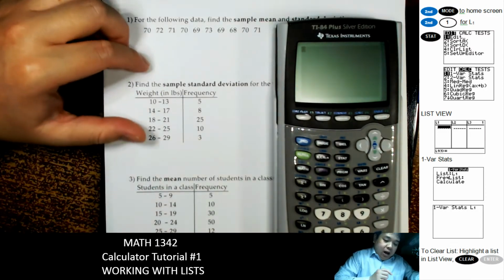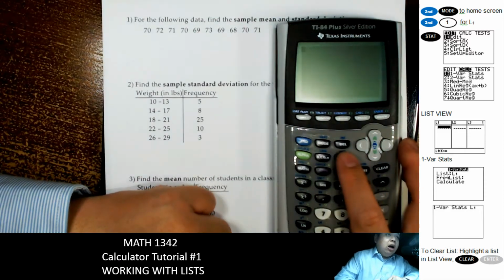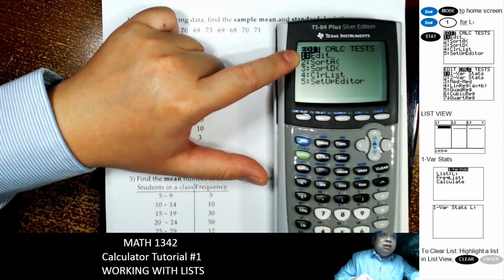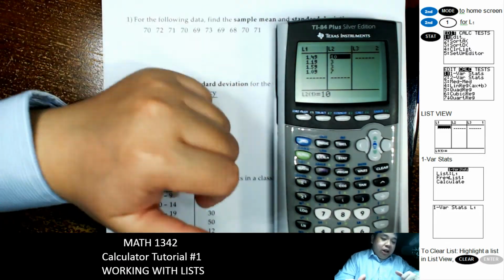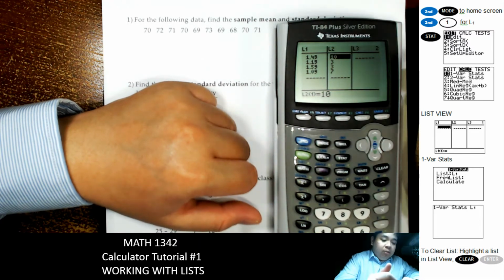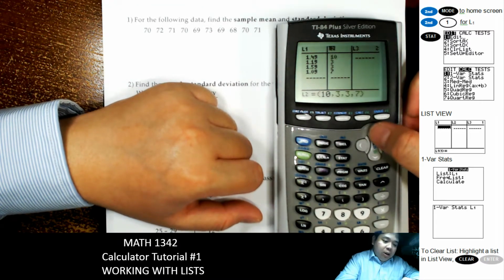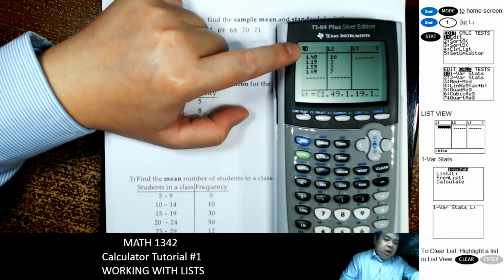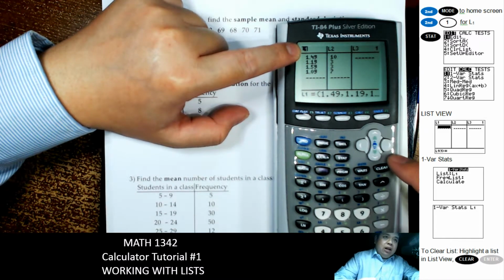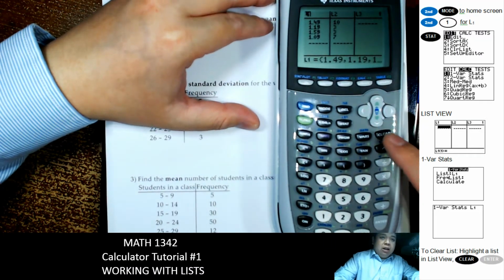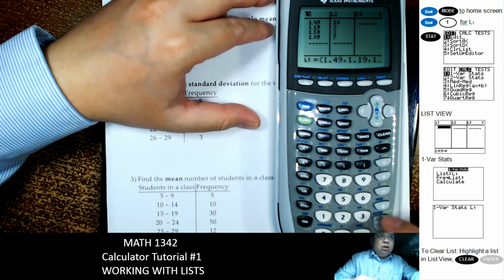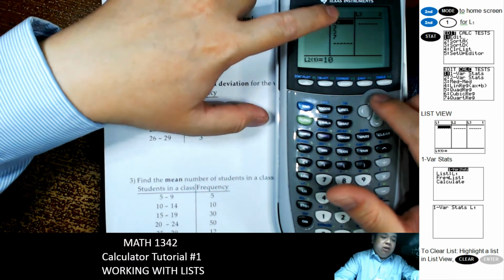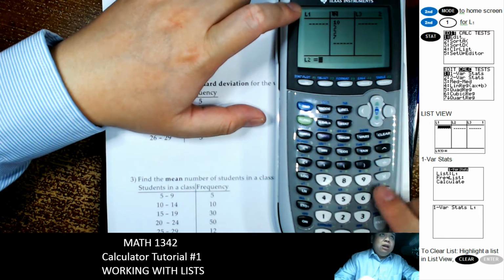Right. Now, first thing, we enter this onto a list. Hit stat and edit, hit enter. Right, there's something in there already. We need to clear this. In order to clear a list, we just go up and highlight the list. So the list has to be highlighted, and then we hit clear, and then the enter key. So the list highlighted, clear, enter. Right, same thing for this second list, clear, enter.